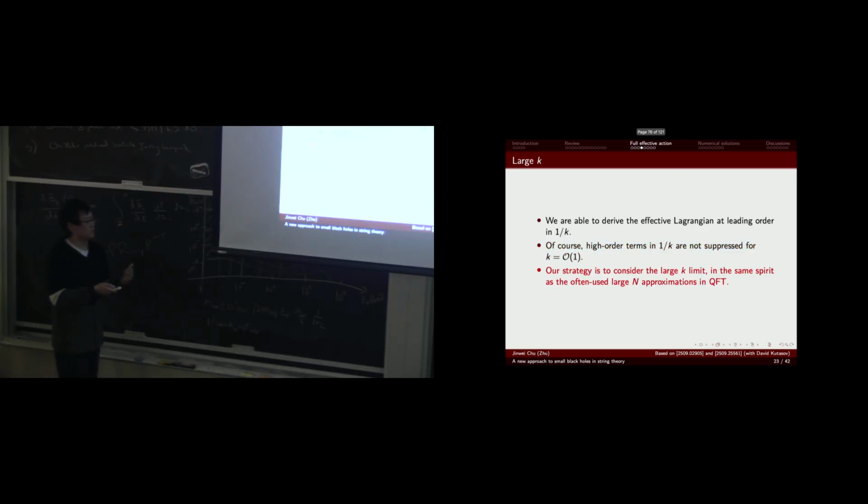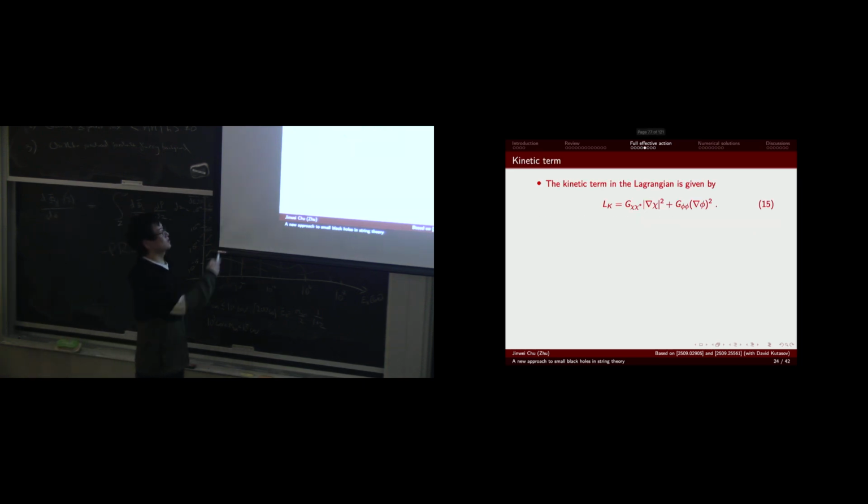But the strategy we consider is just to take the large k limit. This is in the same spirit as the often used large N approximations in QFT. So we just take the large k limit, hoping that we can still get some result that is qualitatively true for the original k equal to 1 problem. So let's do it. First, we can calculate the kinetic term in the Lagrangian. The kinetic term takes this form.